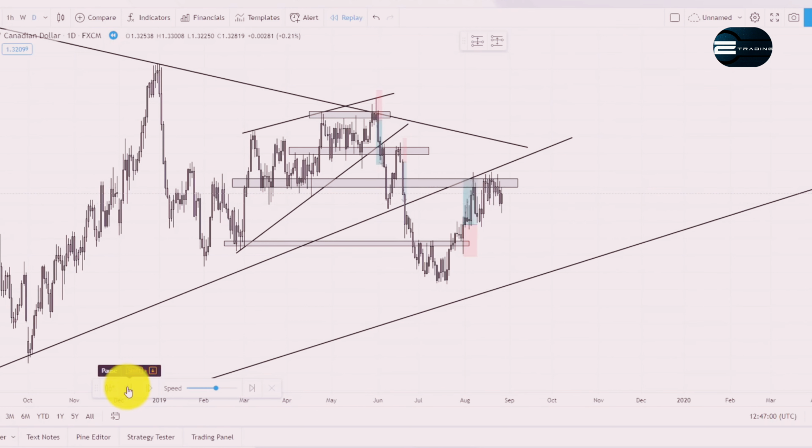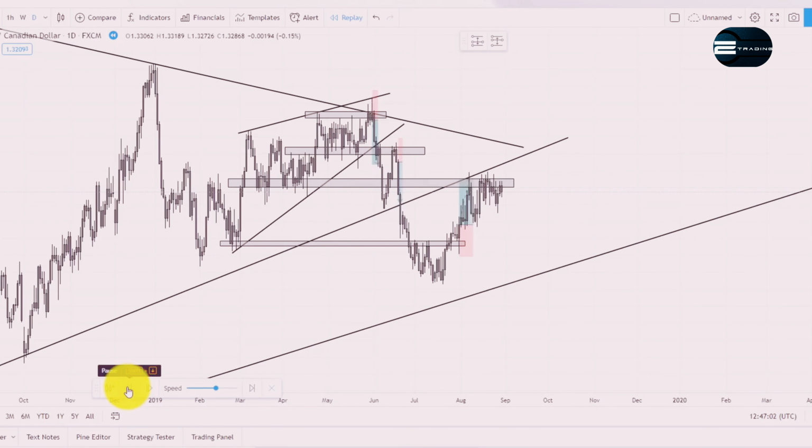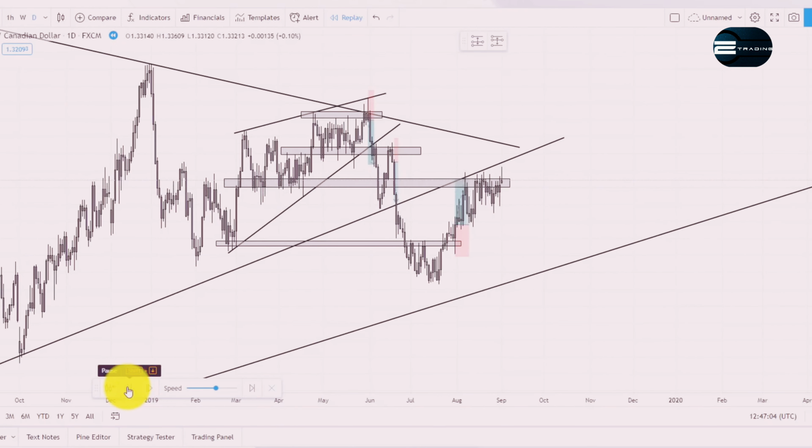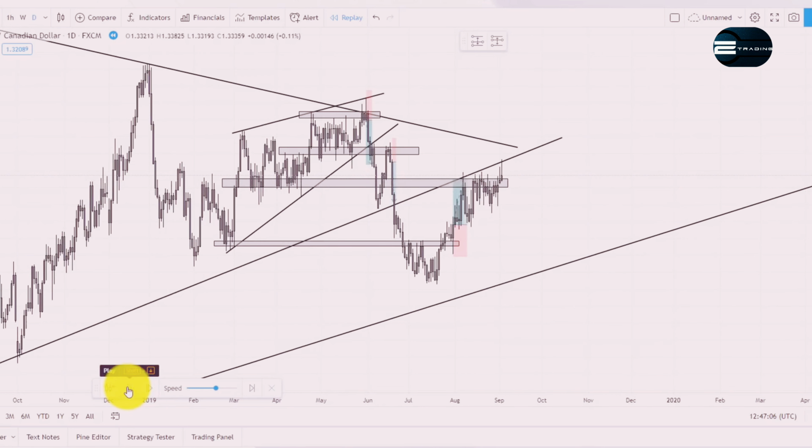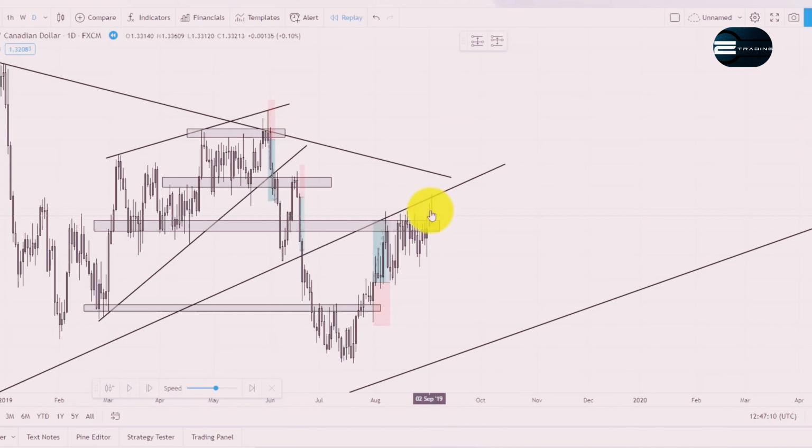This is our third support and resistance zone area. Here you will see the market breaks the support and resistance area but does not break strongly. And we know that a trend line also acts as support and resistance.